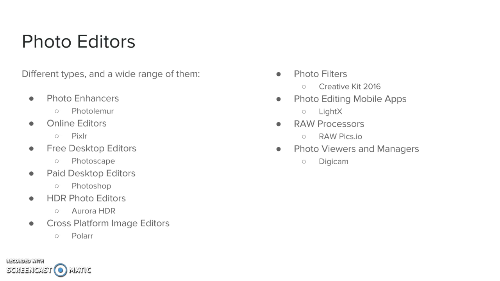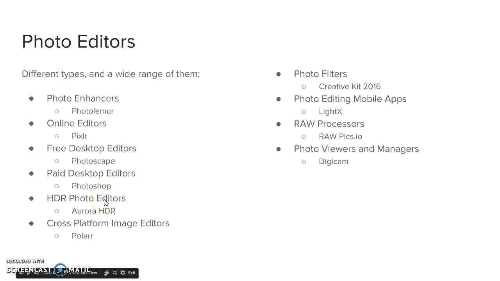Now, the next few categories, online editors, free desktop editors, and so on, including photo editing mobile apps, basically perform the same function. The only difference, they usually have little differences. For example, online editors are photo editors that are on websites. So they're all browser accessible. Free desktop editors and paid desktop editors are more or less the same in that they're downloaded. The only difference is whether they're paid for or not. Now, an example of this is Photoshop versus Photoscape, where Photoscape costs no money and Photoshop does.